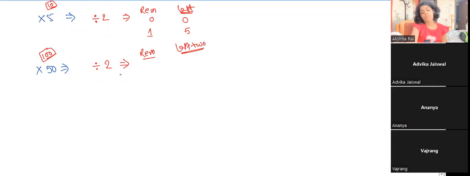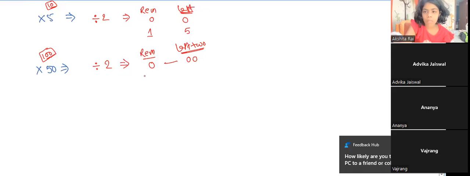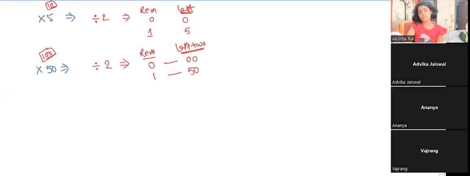Okay. Tell me, what are the remainder possibilities when you divide a given number by 2? 1 and 0. If the remainder is 0, simply keep the last 2 digits as 0 0. If the remainder is 1, simply keep the last 2 digits as 5 0. Got it? Yes, sir.